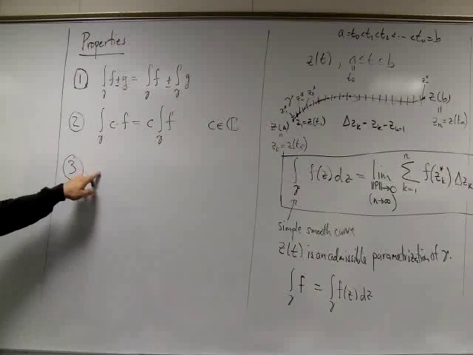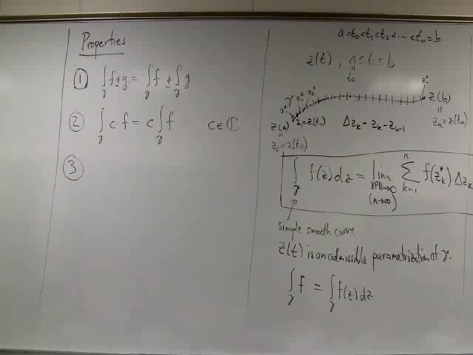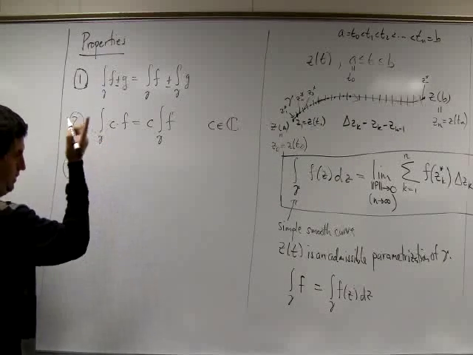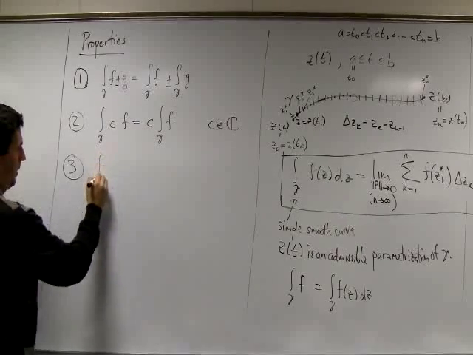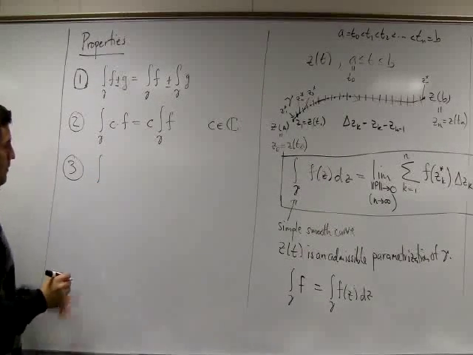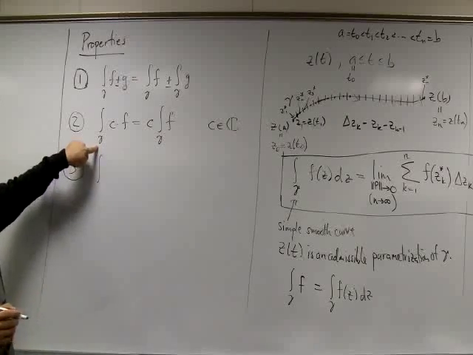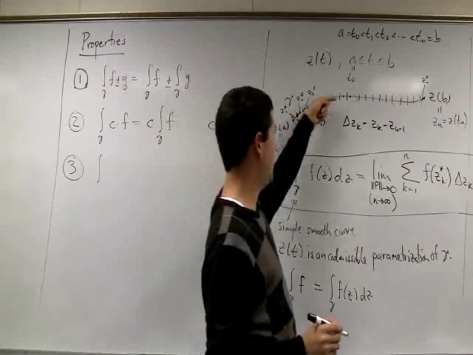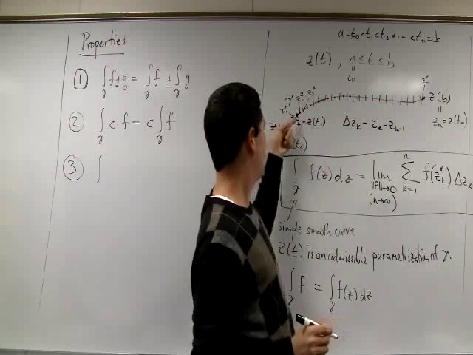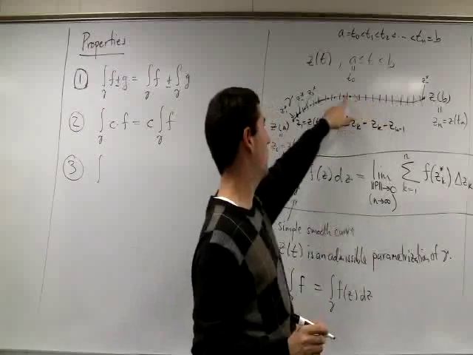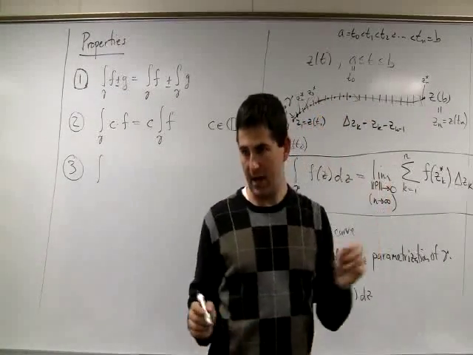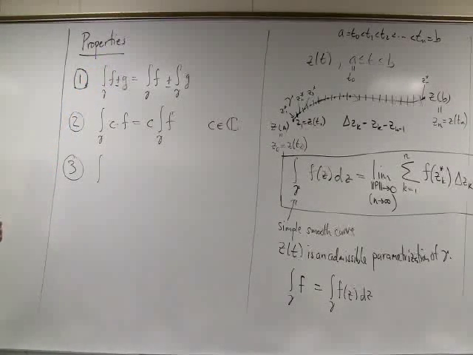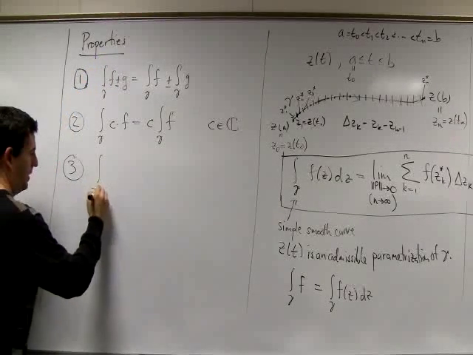Okay, the last one is a little bit different. You've seen it before in 166, not 165. But it's going to look a little bit different here. If you have a simple smooth curve, we have a direction, right? We have this orientation. But we could take the same curve but run it backwards. And if we want to take the exact same curve as gamma but run the movie backwards, then the way we're going to write that is minus gamma.